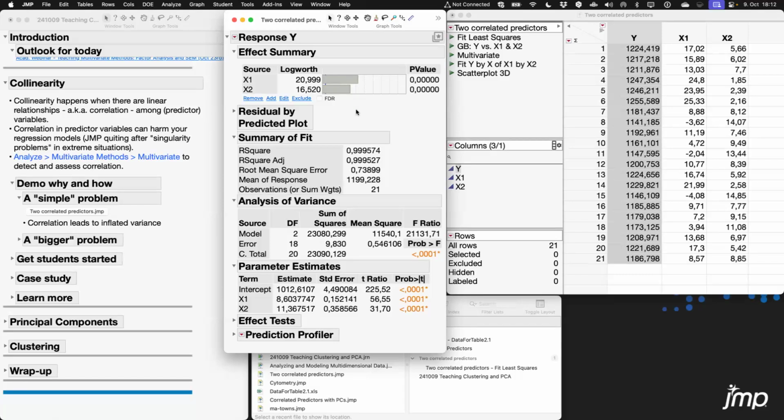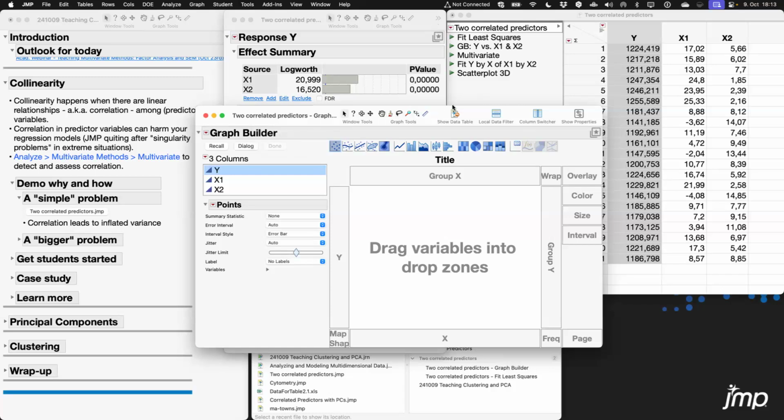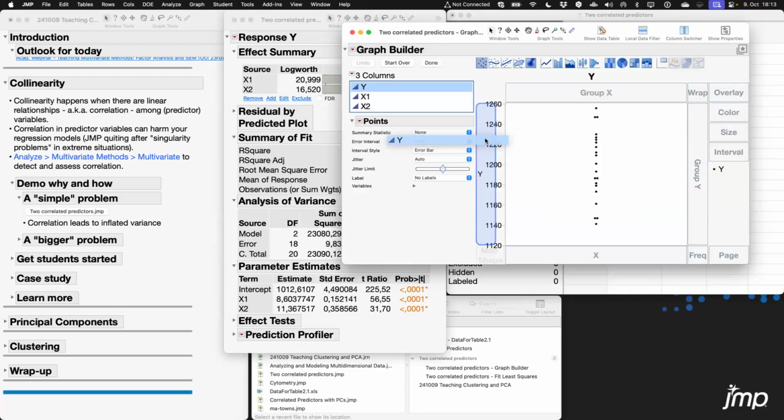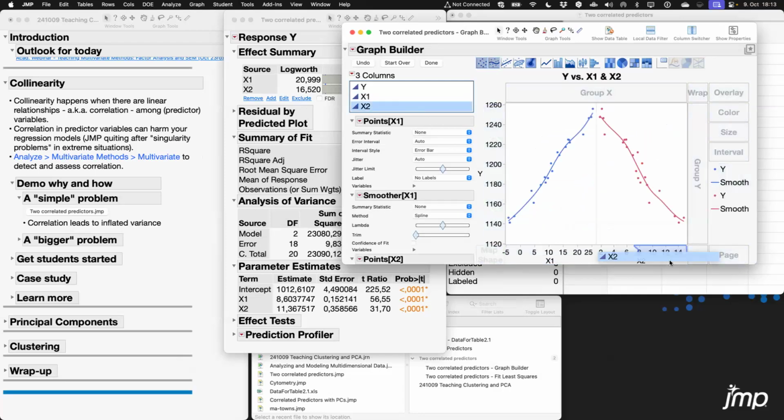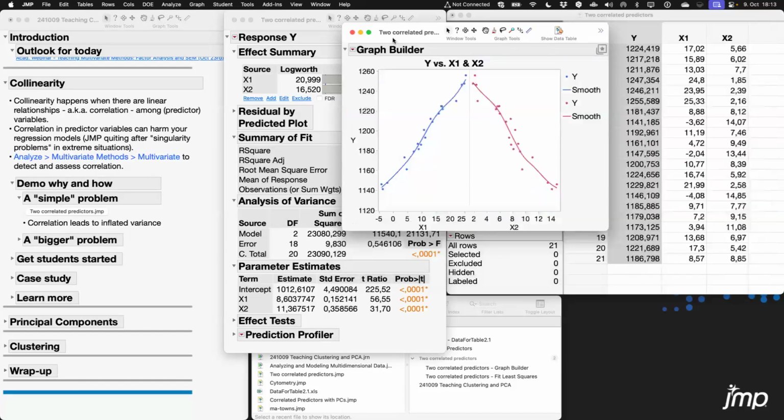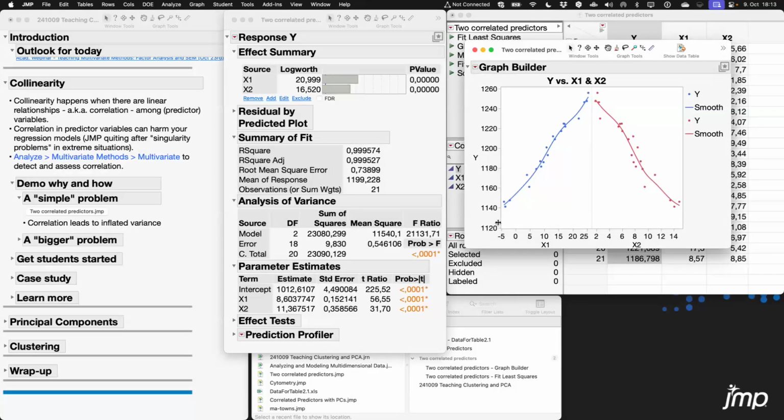The problem is that the user, in our case the student, can be really puzzled looking at the data using Graph Builder. With Graph Builder, we can easily look at the relationships between Y and X1 and also Y and X2. What do we see here? We see a positive slope for the X1 relationship. That makes sense because we also have a positive parameter estimate for X1. But we also have an even bigger estimate for X2, also positive. But if you look at Graph Builder, this one is negative.